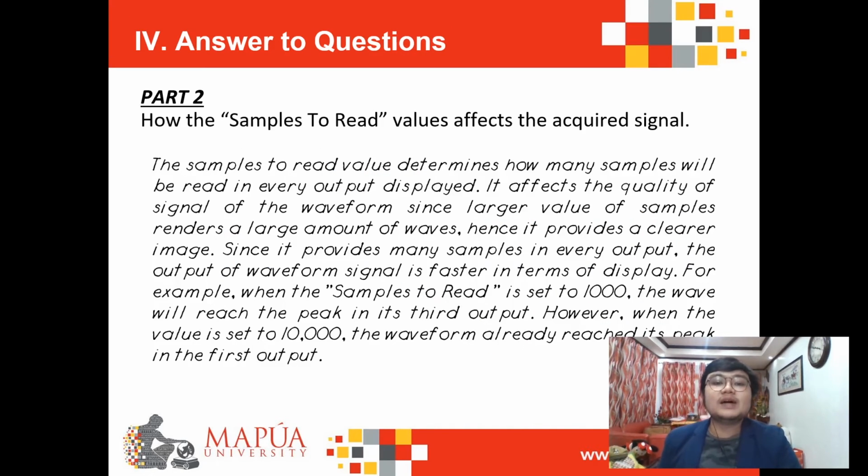So the samples to read values determine how many samples will be read in every output displayed. It affects the quality of signal of the waveform since larger values of samples render a large amount of waves. Hence, it provides a clearer image since it provides many samples in every output. The output waveform signal is faster in terms of display. So for example, when the samples to read is set to 1000, the wave will reach the peak in its third output. However, when the value is set to 10,000, the waveform already reached its peak at its first output.